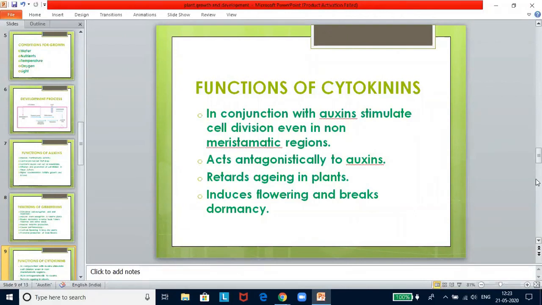If there is more cytokinin than auxin, shoot buds develop from a callus. If there is relatively more auxin than cytokinin, roots will develop. Thus, the proportion of these two hormones controls organ formation in callus tissues. Now, cytokinins also act antagonistically to auxin, which promotes apical dominance. They promote the growth of the lateral buds.